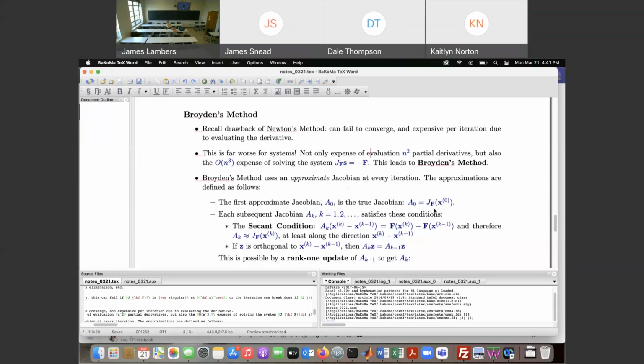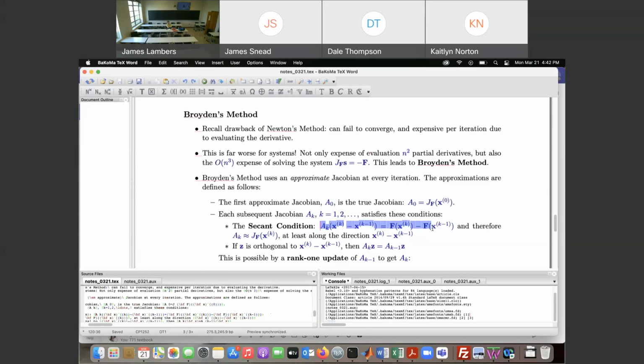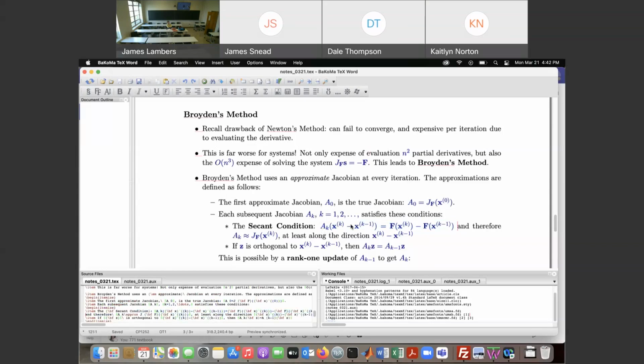Okay. So how do you define each new Jacobian in terms of the previous ones? Our approximate Jacobians are A0, A1, A2, A3, and so on. First, you have what's called the secant condition. That's for your approximate Jacobian Ak times the difference in x's is equal to the difference of the corresponding y values, or f values.